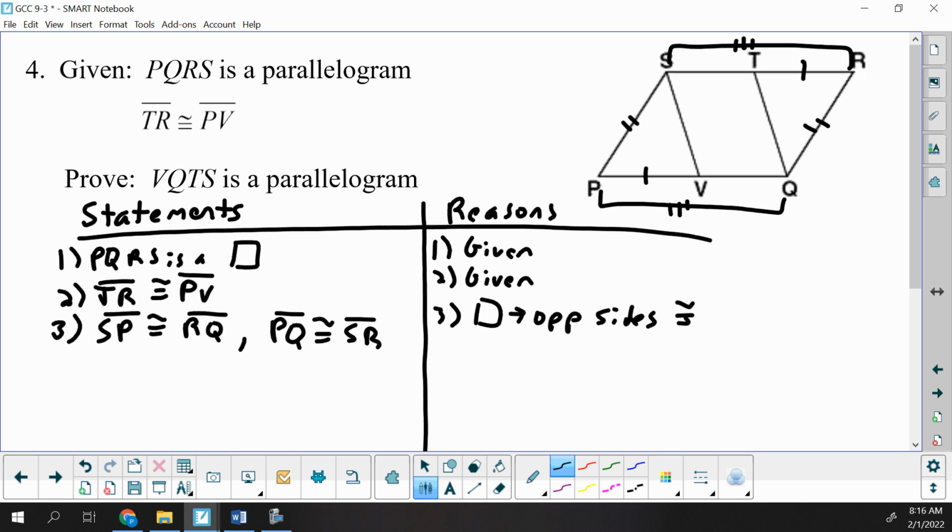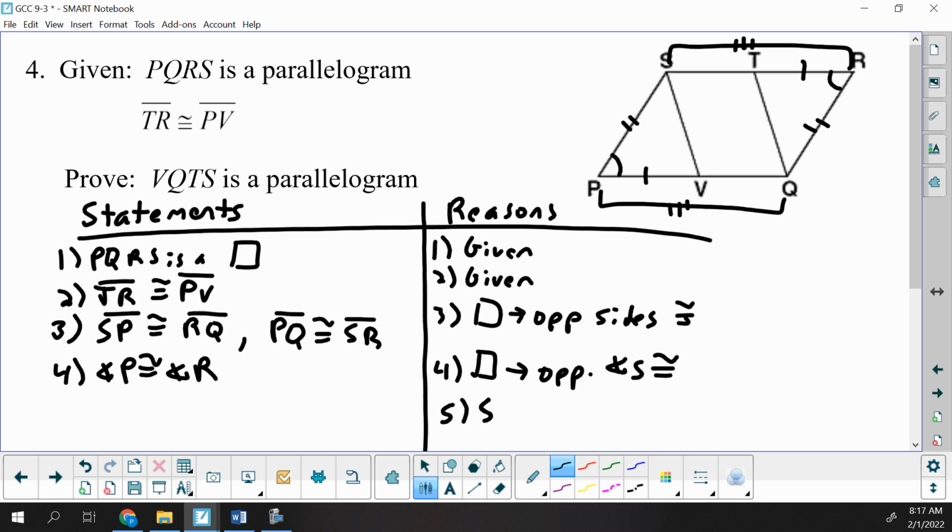Well, notice in those triangles there, we already have 2 sets of sides marked up. We can get an angle by doing parallelogram implies opposite angles congruent. And the ones that we're looking for in the triangles are angle P congruent to angle R. So we'll mark those angles up. Well, notice in each triangle we have 2 sides and the angle in between. So we'll have side angle side congruent to side angle side.